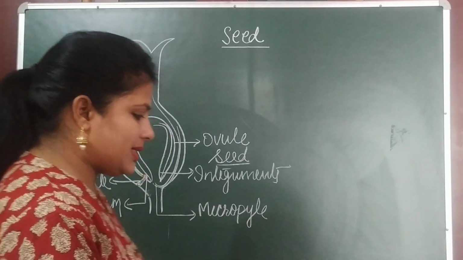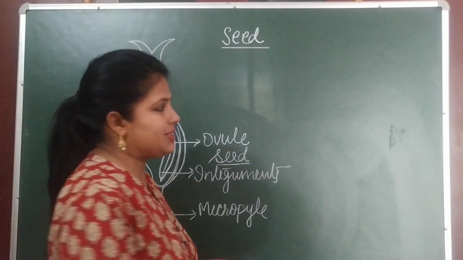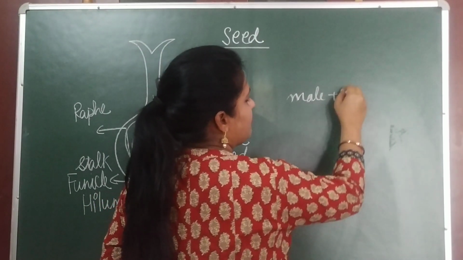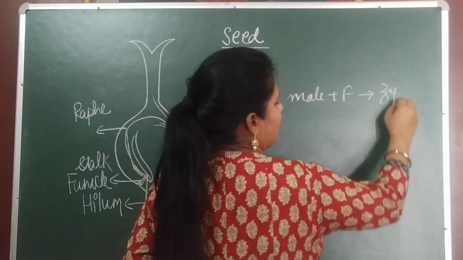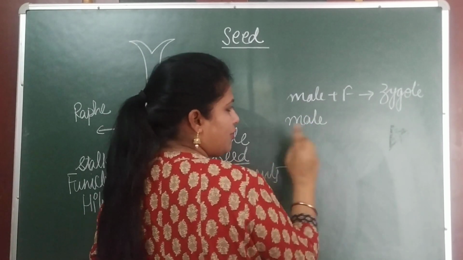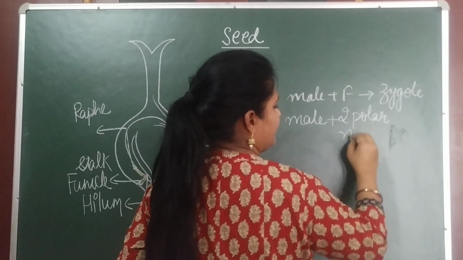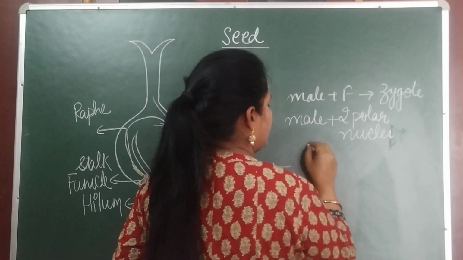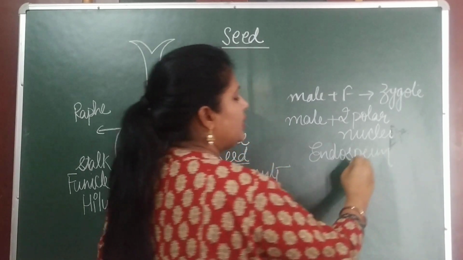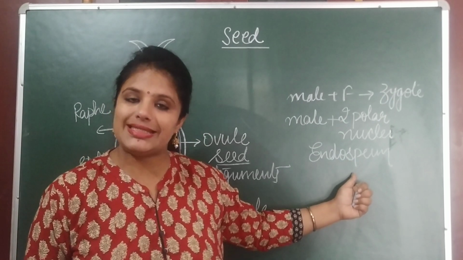Now, let's understand how the seed develops. When we discussed double fertilization, we discussed that a male gamete combines with the female gamete and forms zygote. On the other hand, one of the male gametes combines with two polar nuclei and forms the endosperm nucleus, which later converts into endosperm. Endosperm is the food factory of the seed.